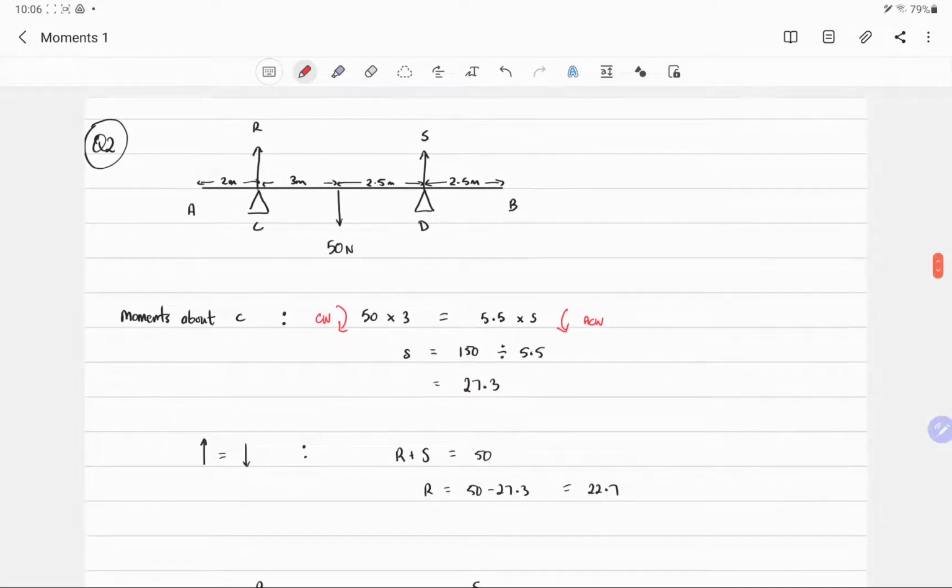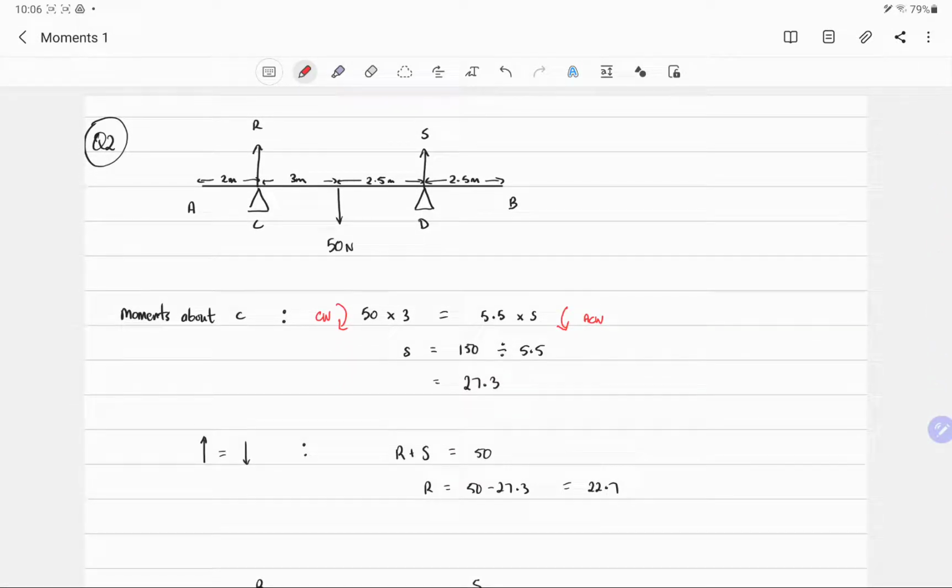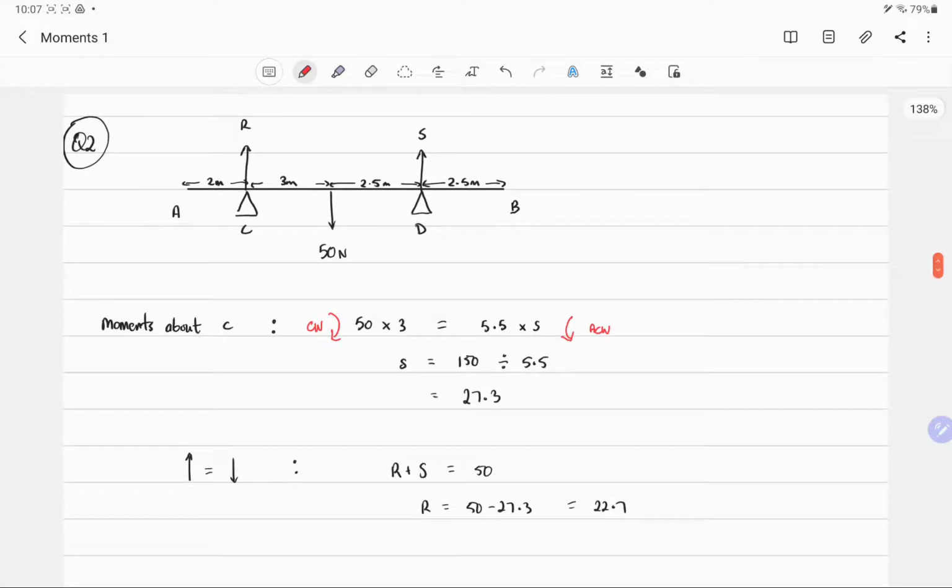We'll do one more. So instead of taking time to read through it, this is just the diagram that I've done, and I'm going to just jump into how I have equated it. So I have taken moments about, in this case, moments about C. So I'm focusing on these two forces and the distances from C.